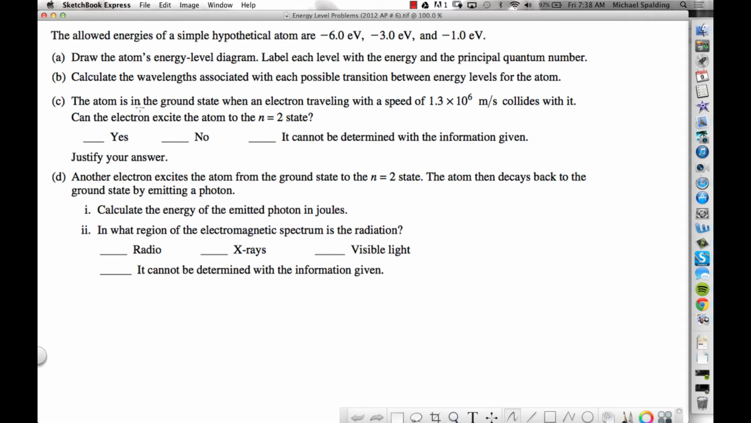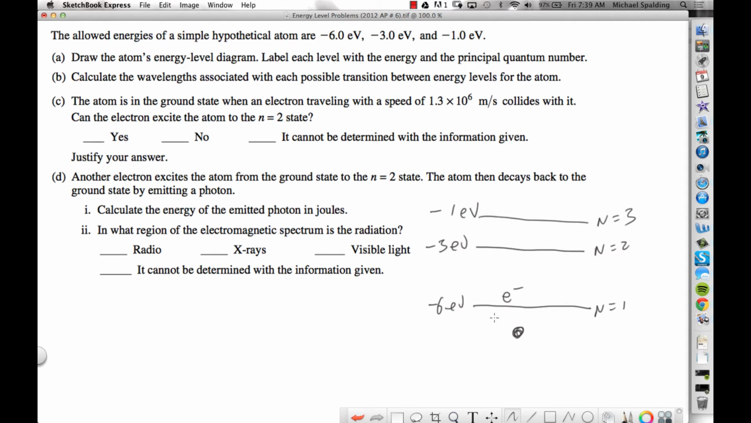Okay, part C. The atom is in the ground state. Shoot, I lost my diagram here. Boom, put it back. So here's the diagram. We've got -6, -3, -1, and then there's n equals 1, n equals 2, n equals 3. The atom is in the ground state, which is this one down here. Ground state is n equals 1, so the electron is in n equals 1.